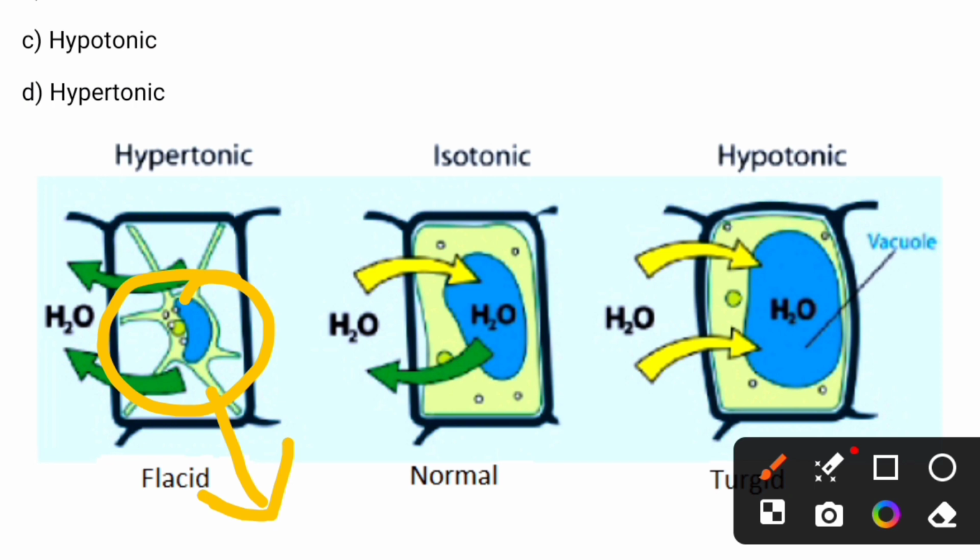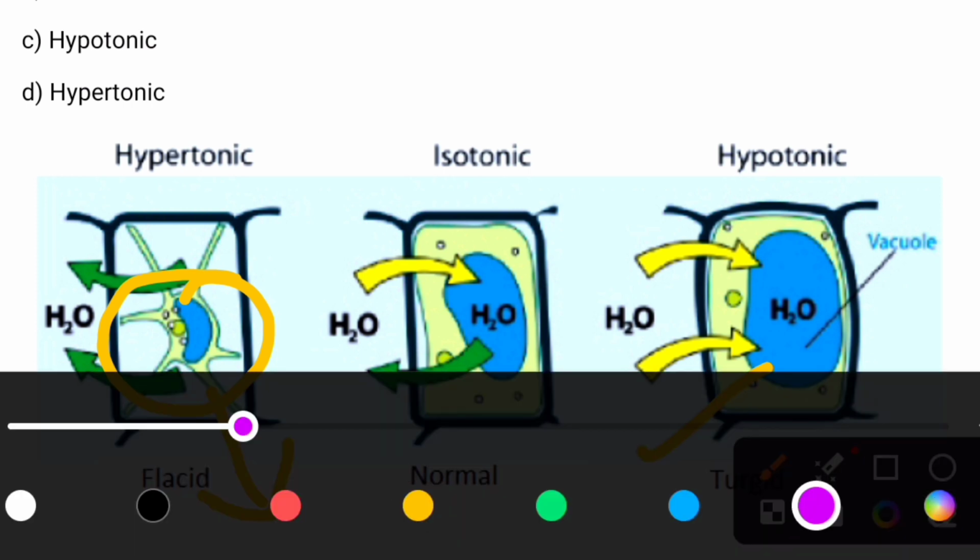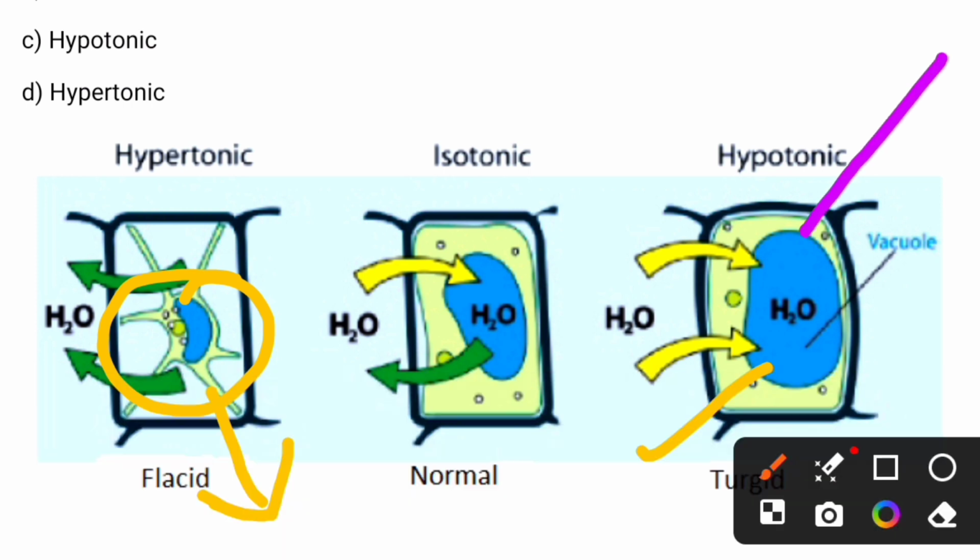A solution whose concentration is less than that of cell sap, that solution is called a hypotonic solution. You can see the third diagram. Then water diffuses from the solution to the cell until it attains equilibrium. So the water enters into the cell from the solution. Now the cell becomes turgid by absorbing more water until equilibrium occurs.